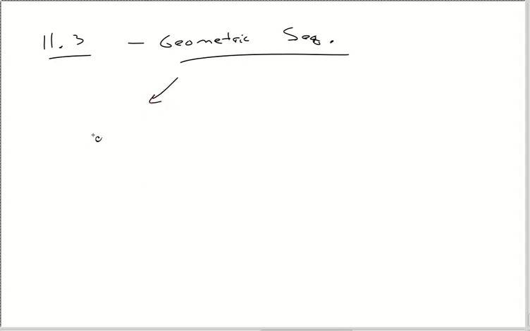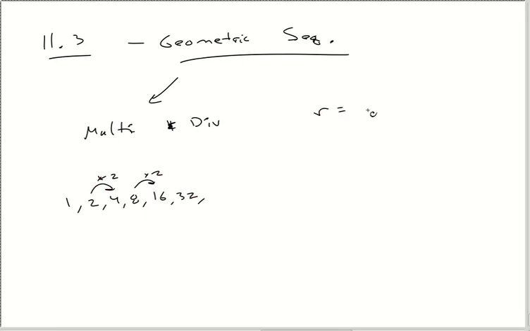What does geometric mean? We are going to be multiplying and dividing each time. Here's some examples. I got 1, 2, 4, 8, 16, 32, 64, 128, 256, 512, 1024, and so on. So I'm going to say times 2, times 2. This r, little r, is your common ratio. And so here r is equal to 2.